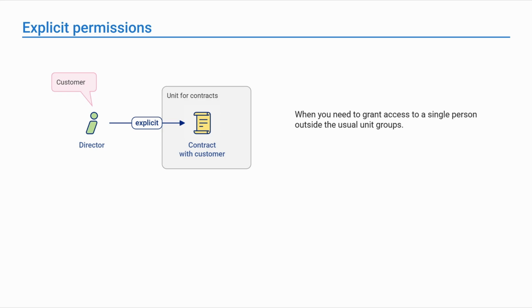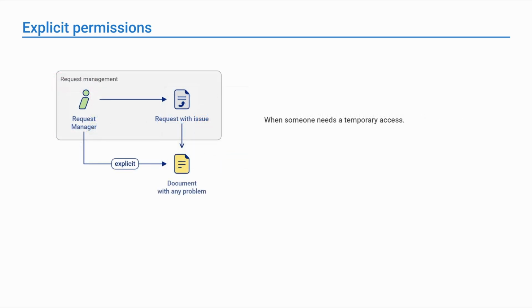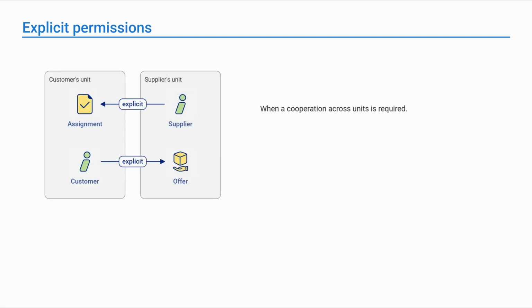For example, when you need to grant access to a single person outside the usual unit groups, when someone needs temporary access, or when cooperation across units is required. For instance, imagine you're working on a case study document and need to share it with a designer from another unit. You don't want to give them access to the whole unit, just to this one document. That's when explicit permissions are the right choice.